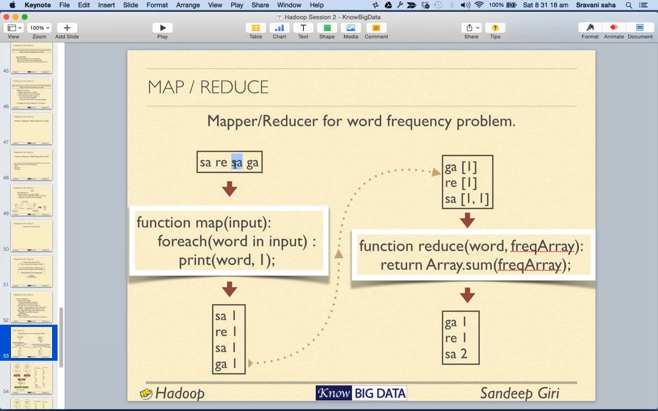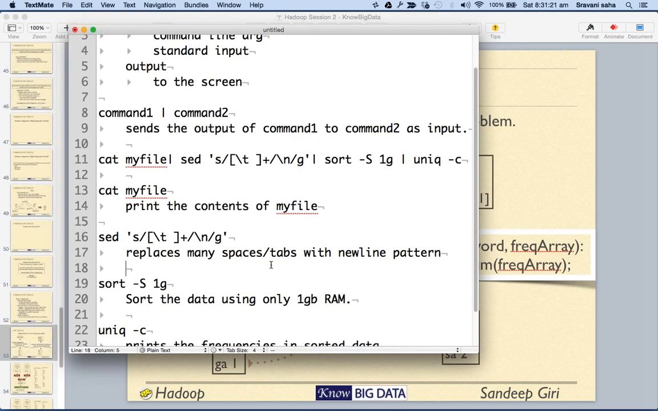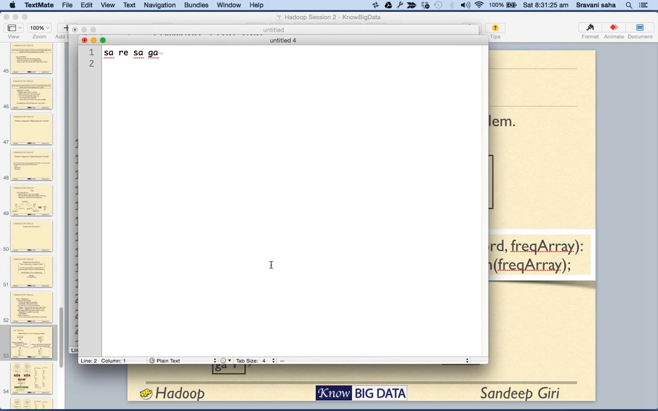The decision of what will be the key is the duty of your mapper. Now imagine that your mapper is giving out the key as the second letter, and the value as the whole word. Now what we have: a and SA, e and ray, then a and sa, then again a and ga.